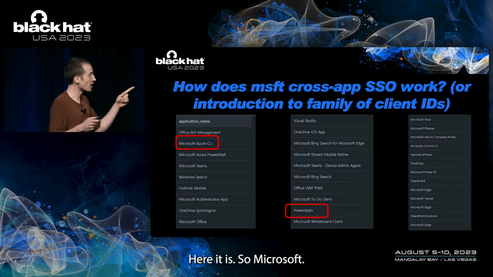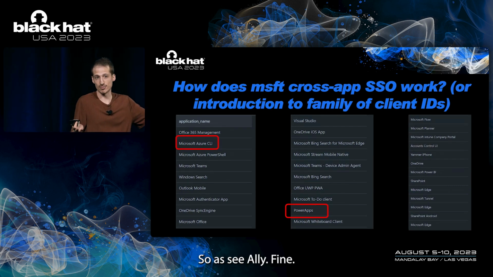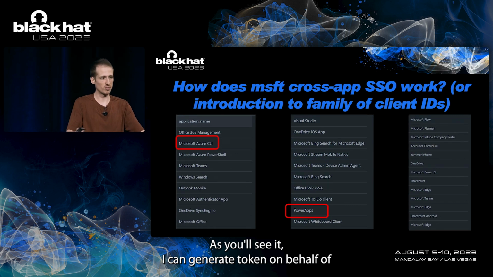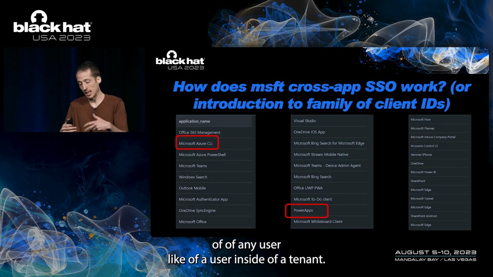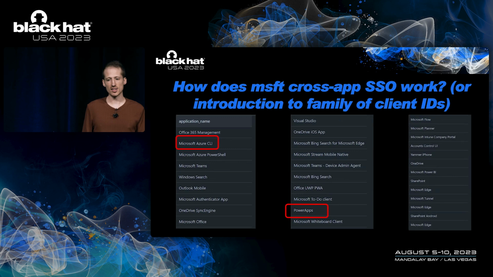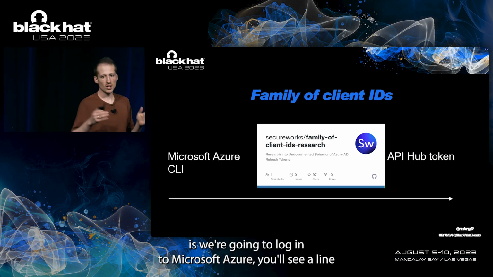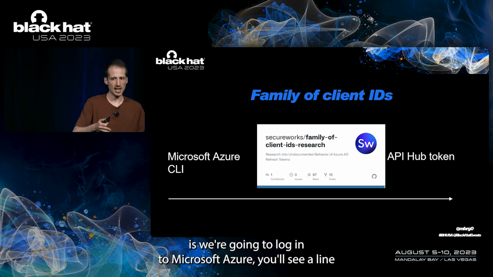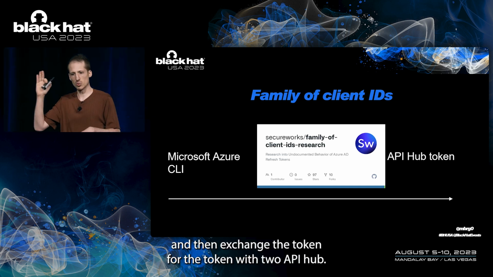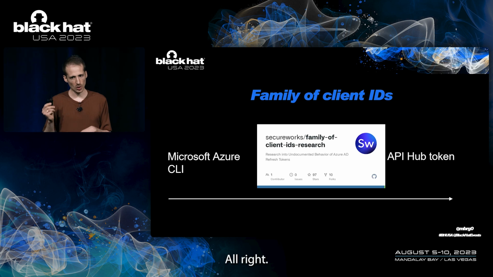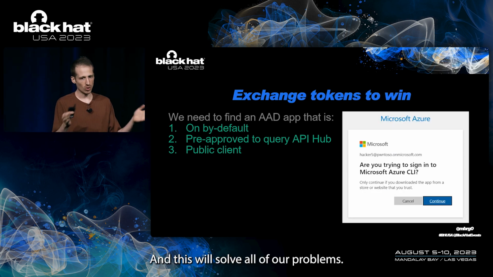Here it is. So Azure CLI. Right? Azure CLI can generate a token on behalf of a user inside of every tenant. So this will actually solve our problem, because what we're going to do is log in to Microsoft Azure CLI and then exchange the token for a token to API Hub. All right? And this will solve all of our problems.